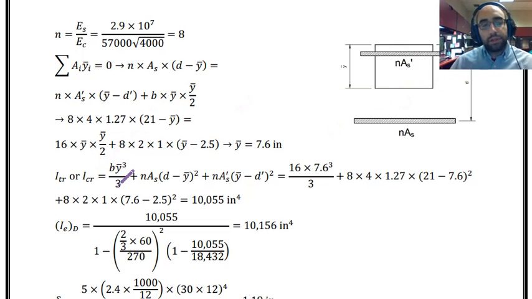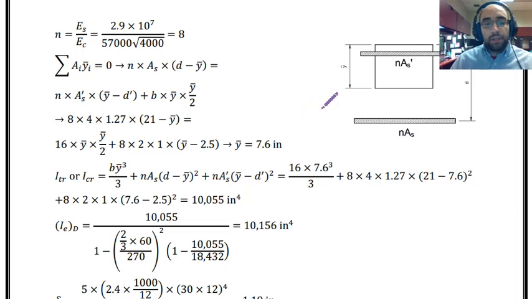So B Y bar cubed over 3 plus the moment of inertia because of this steel. That is the area multiplied by the distance to the power 2. As you can see, the distance is equal to D minus Y bar. That will be this distance over here. And then we have the moment of inertia because of compression reinforcement area, which is NAS prime, multiplied by the distance, which is Y bar minus D prime, this distance.